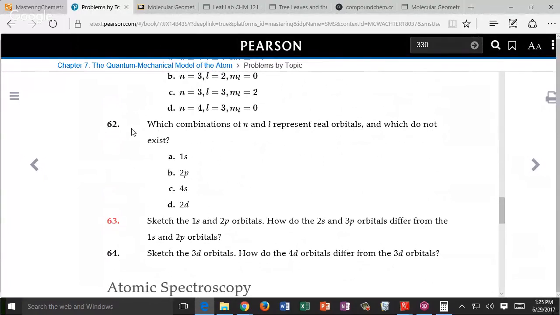We can just do this one, just looking at it here. So 62. Which combinations of N and L represent real orbitals and which do not exist? So of those 4, which are real and which do not exist? Does anybody find one that does not exist? D doesn't exist? How do we know D doesn't exist? Because D orbitals are trying to build the third row.